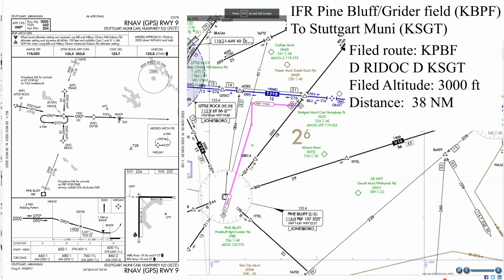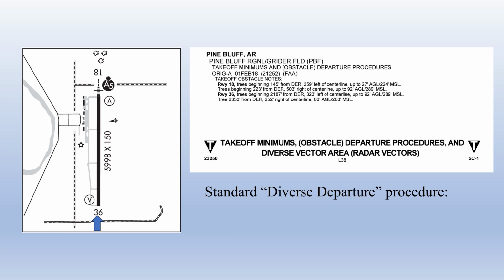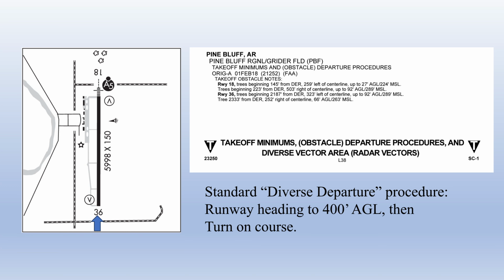The flight is just over 38 track miles and should take about 25 minutes to fly in the Cessna 172. We'll plan to depart runway 36 at Pine Bluff. We've checked the takeoff and departure procedures for the airport. There are takeoff obstacle notes, but no obstacle departure procedures, so we can just use the standard diverse departure procedure of climbing on runway heading to 400 feet AGL before executing a turn on course. We'll assume that the weather at Pine Bluff is good enough that we can get back in and that we feel comfortable departing.